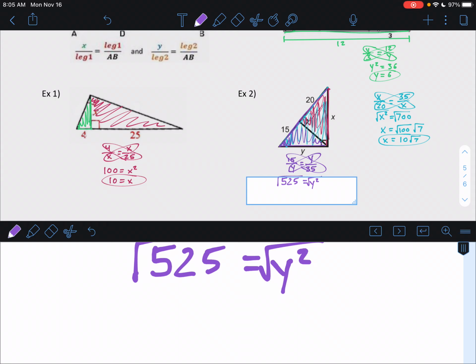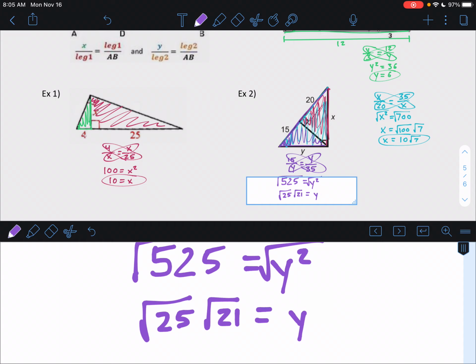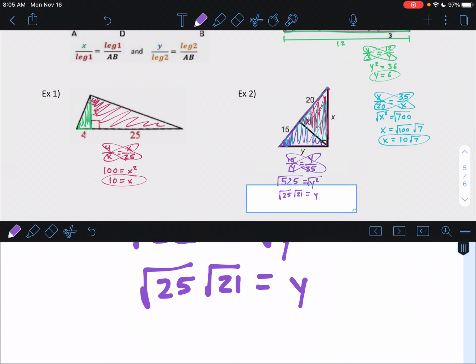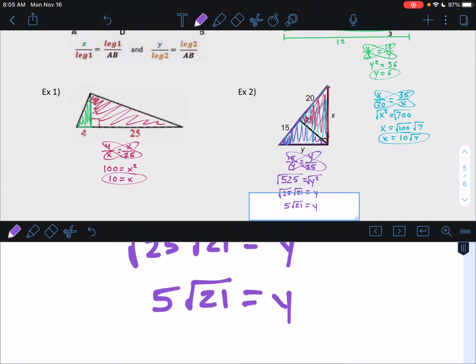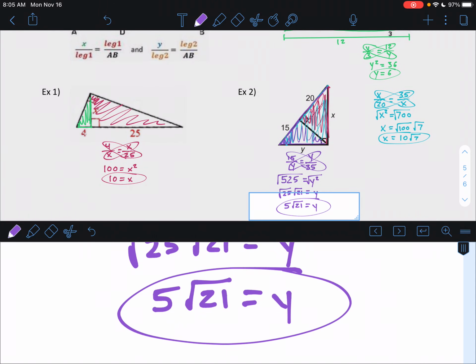This is going to split up into the square root of 25 times the square root of 21. It's just going to equal y, not y squared, because the square root of y squared is just y. The square root of 25 is 5. The square root of 21 can't be simplified. So y is going to equal 5 square roots of 21.